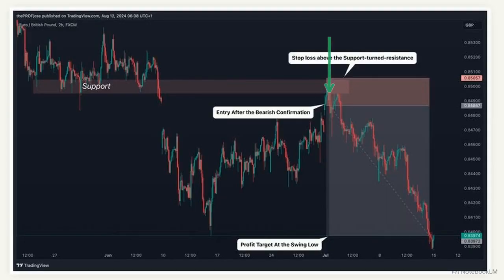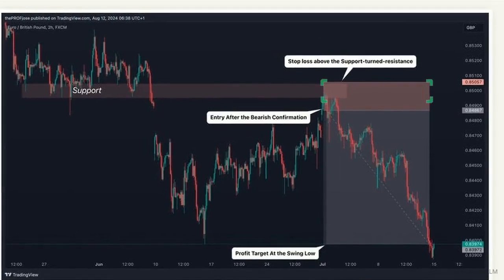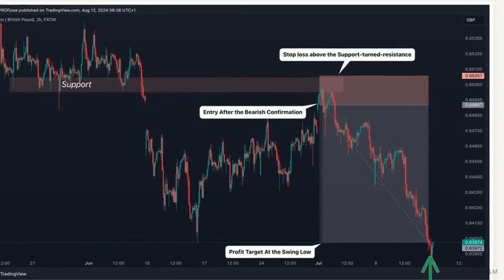Execute a sell order immediately after the confirming candle closes. Place your stop loss above the new resistance zone to kill the trade if the retest fails. Set your take profit down at the previous swing low.